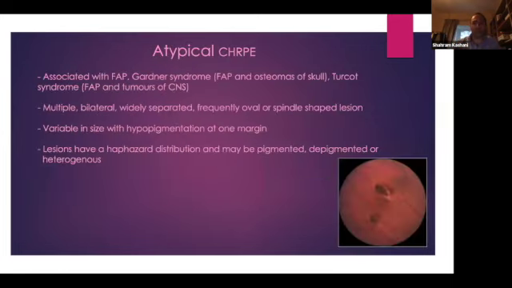So that's typical. Atypical is the one you have to worry about because that's associated with familial adenomatous polyposis, which can cause the tumors, or Gardner syndrome. It is bilateral and it's multiple. So when it's in both eyes, multiple, that should make you concerned. And then they look at how it is. It's not circular. They're spindle shaped.